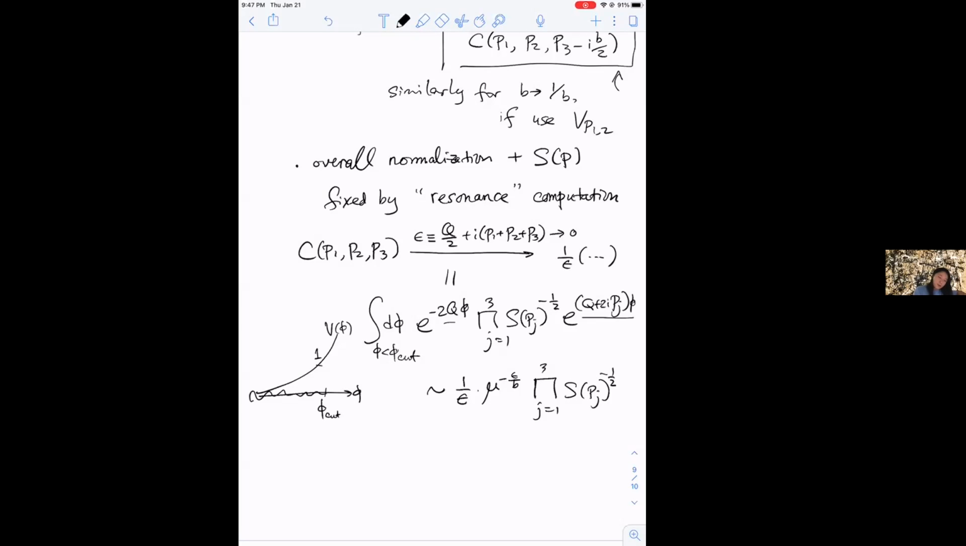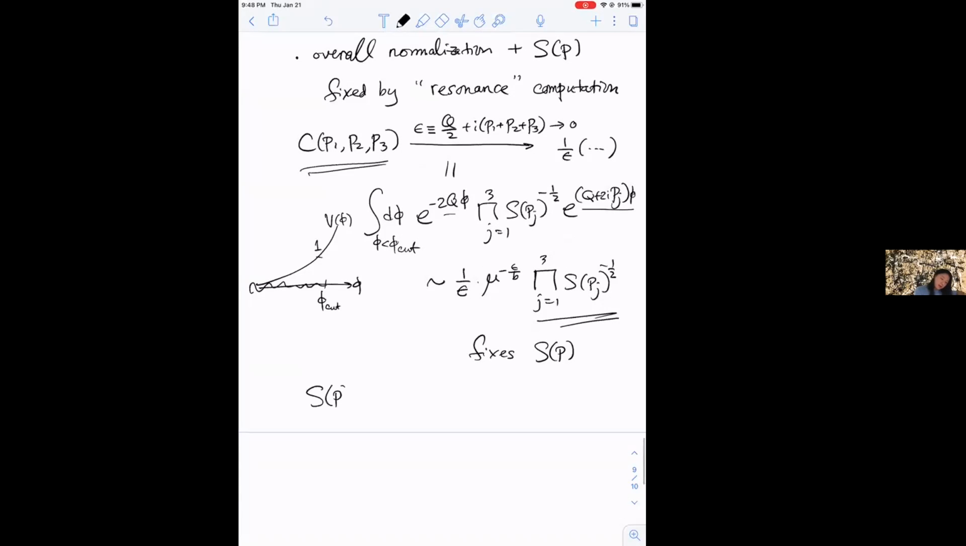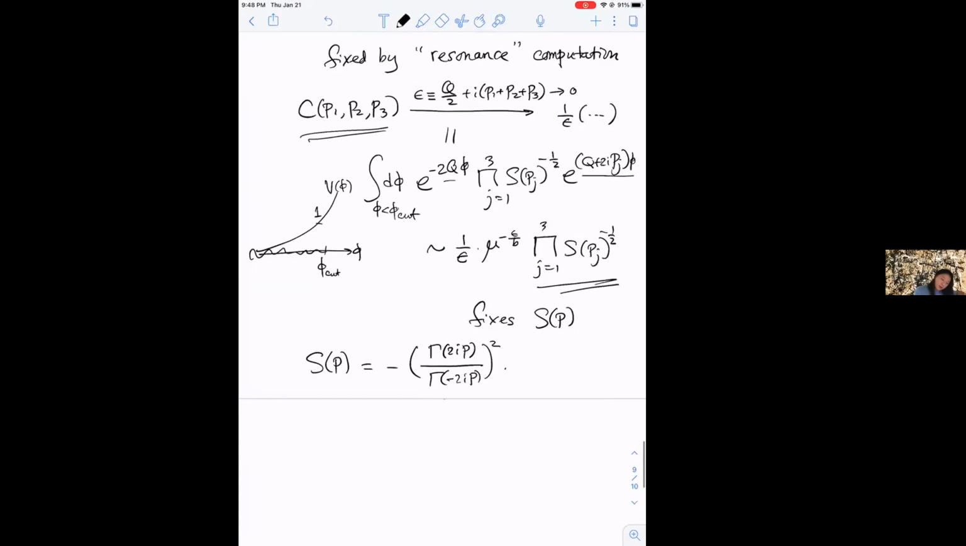Okay, so if you have already solved this optimization from the DOZZ or Teschner trick, then by taking this resonance limit, you can read off these reflection phases. So this fixes the reflection phase S of P. I'll just tell you the answer. S of P turns out to be equal to minus some gamma function ratio, gamma function squared. Okay, so this is the Liouville reflection phase. This is the exact formula.